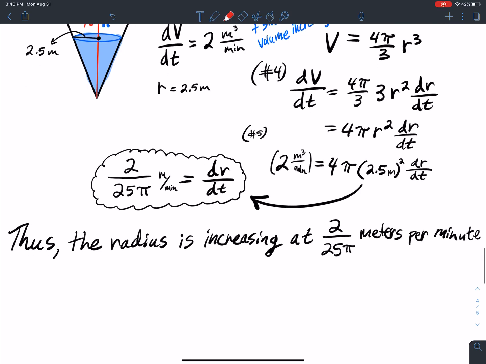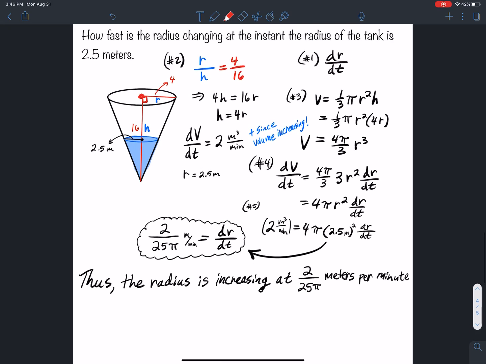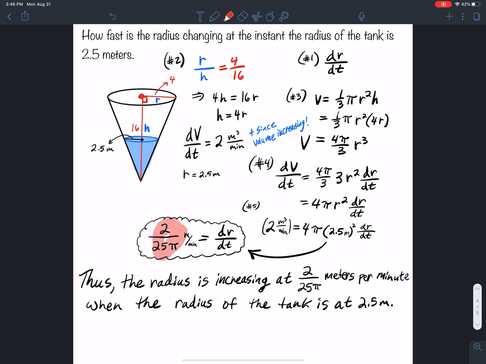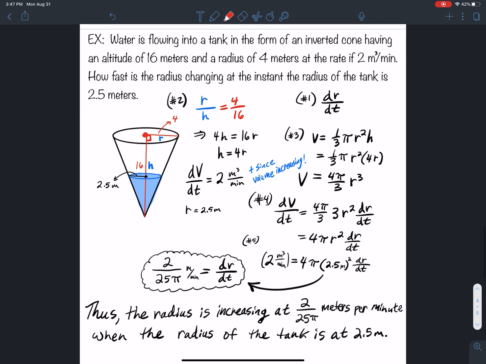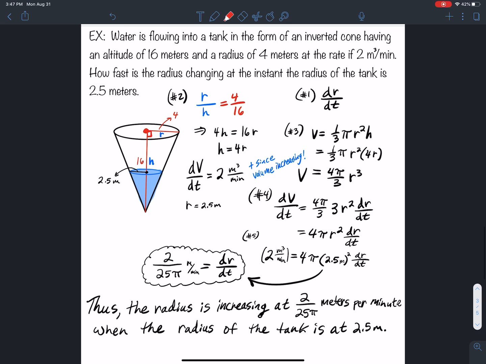So interpreting this in the context of the problem here, how fast is the radius changing at the instant that the radius of the tank is 2.5 meters? That's this point right here. The radius is increasing. Why is it increasing? Because the derivative is positive at 2 over 25 pi meters per minute when the radius of the tank is at 2.5 meters. Okay, I'm going to zoom out, that way you can see the whole problem in one picture.